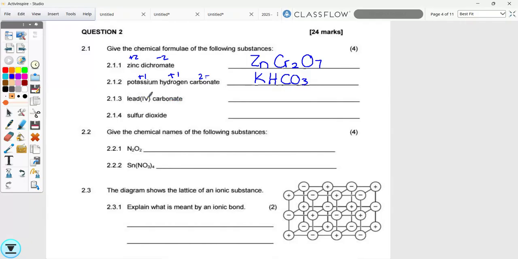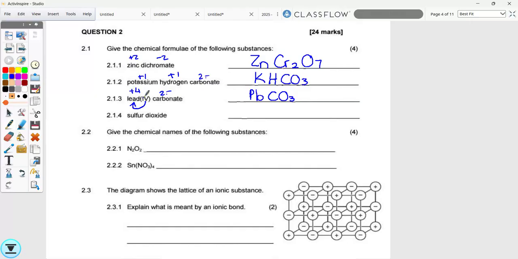Okay, then we've got lead 4. When it's a transition metal, the 4 always talks about the thing in front of it. What's the symbol for lead? Pb. What's the charge then if it tells you that Roman numeral? Plus 4. The first one is always positive. What is carbonate? CO3. And it's 2 minus.